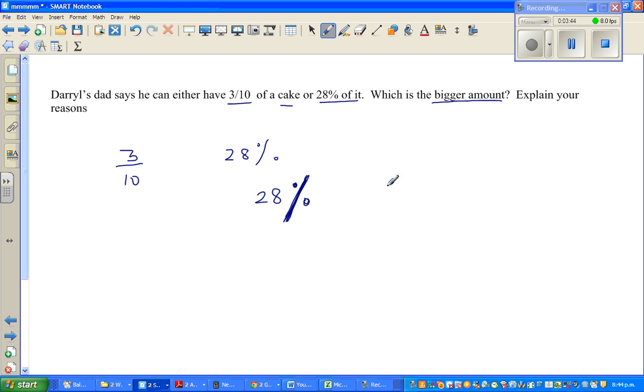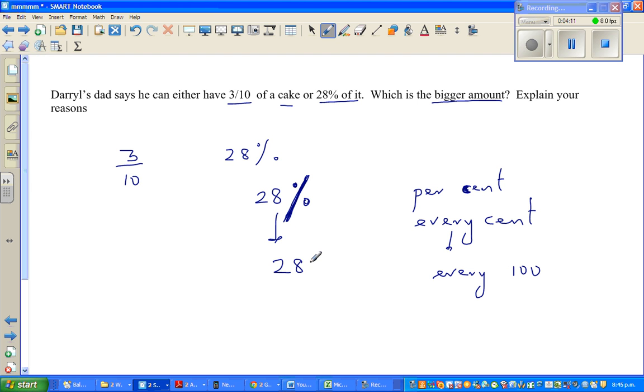Percent has come from the words per cent. Percent means every cent, and cent has come from the word century. So every 100. So 28% is 28 out of 100.